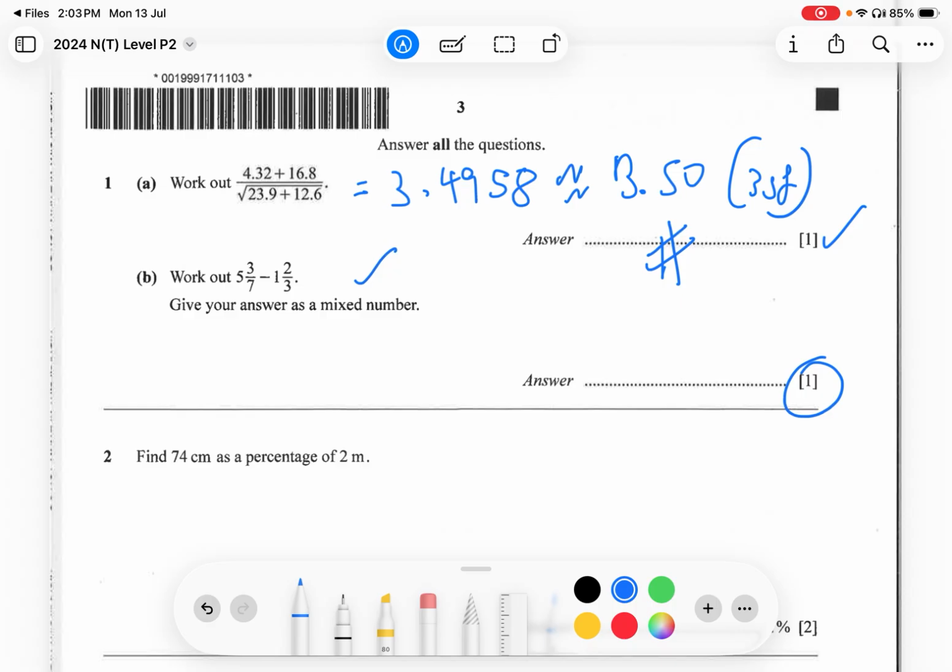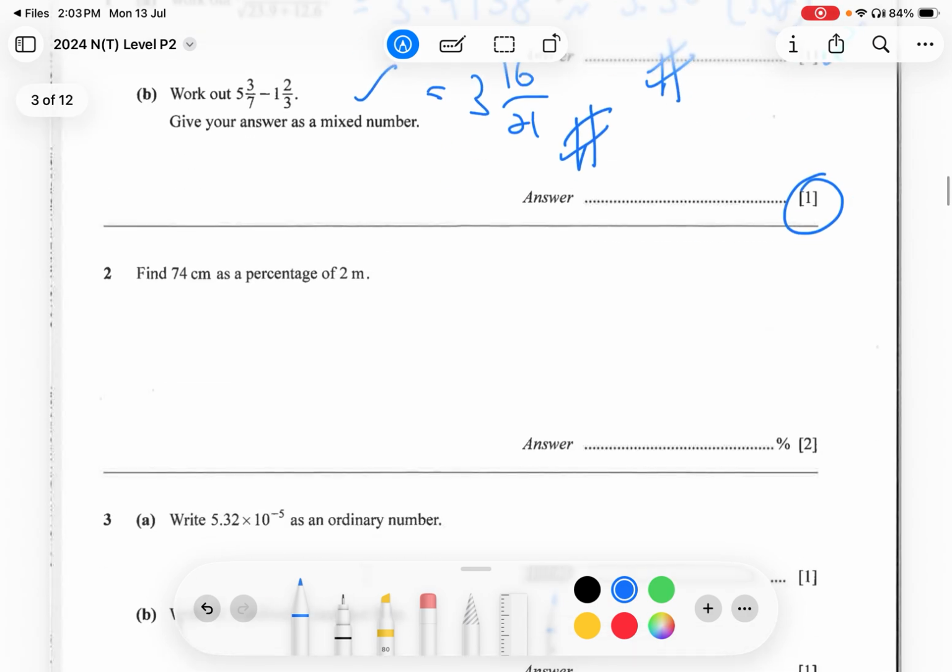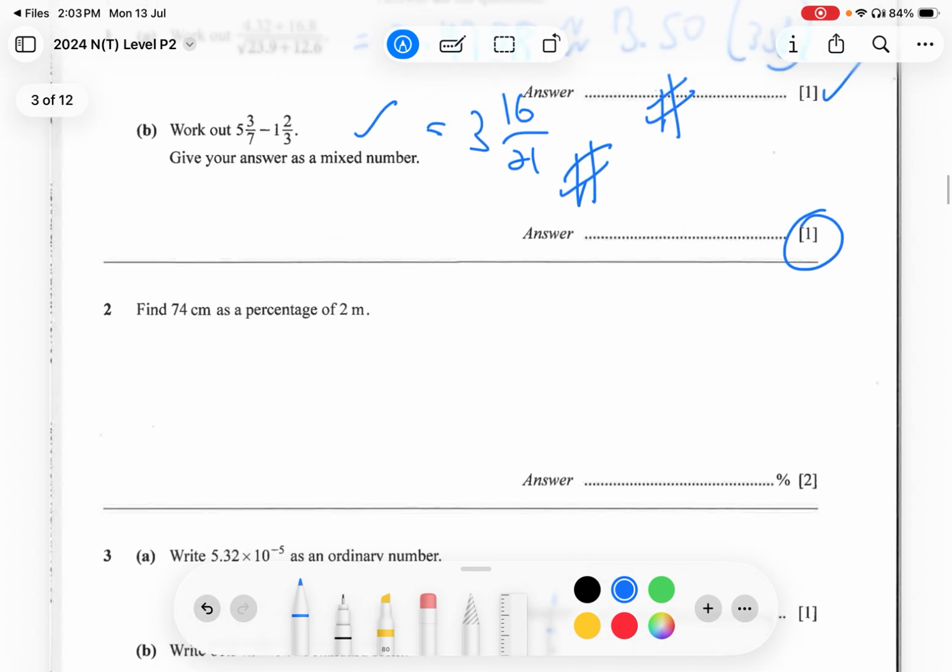Also let's press calculator. 5 and 3 over 7 minus 1 and 2/3. 3 and 16 over 21. That's it. So for this, express this as a percentage of 2 meter. This is cm, this is meter. I must change this to be 200 cm, meter to cm times 100.